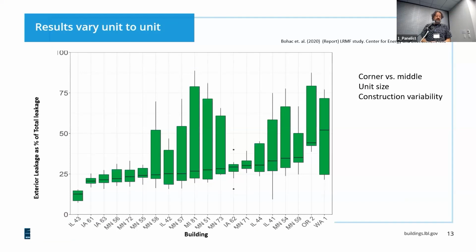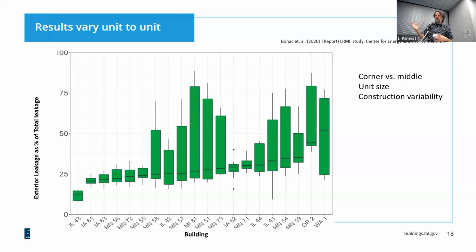One thing I wanted to pick out of that same data set was how much leakage goes to outside. Because if we're concerned about air exchange for air quality, and we want to do some energy calculations, that's probably the number we're interested in. And you can see there's big variability even for an individual building.